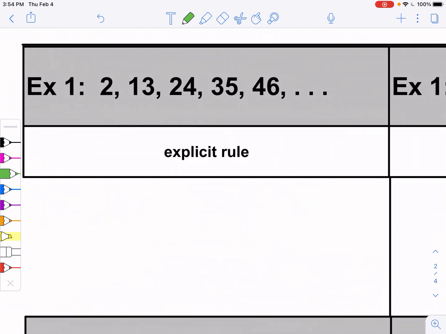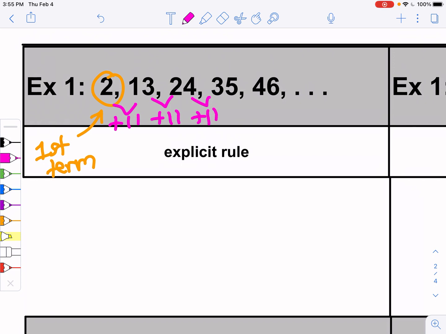So we're going to focus on arithmetic today. I see 2 is my first term. And I also see plus 11, plus 11. These will look familiar because they're from our arithmetic recursive notes. So our common difference is 11.